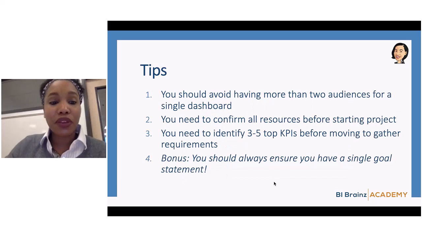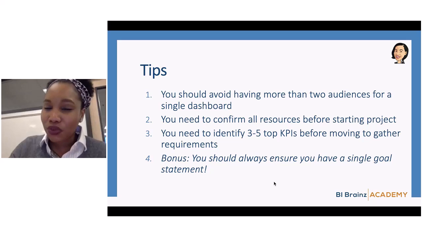So let's go over the tips here. The number 1 tip is you should avoid having more than 2 audiences for a single dashboard. I think we're clear on that. 2 LOBs, two consecutive lines, that's important. The second thing is, and I did this in here, you need to confirm all your resources before starting the project. So again, small project, you're the Swiss knife, I highly don't recommend it, because I recommend that if you're the dashboard person, you're doing Power BI, you spend your time in front of the user and keeping them happy. But if you are that person, you have to make sure you're moving fast.